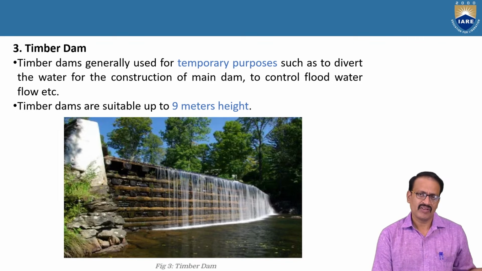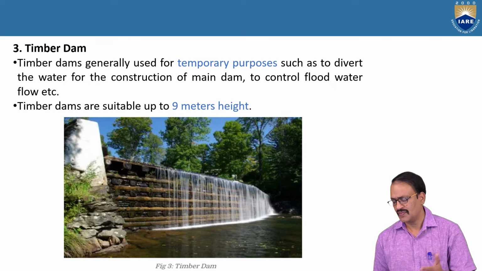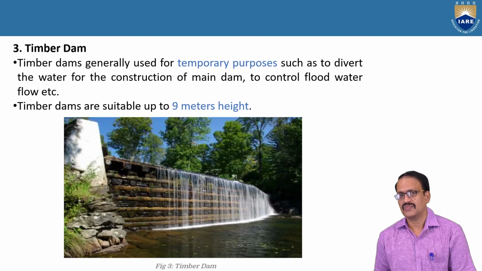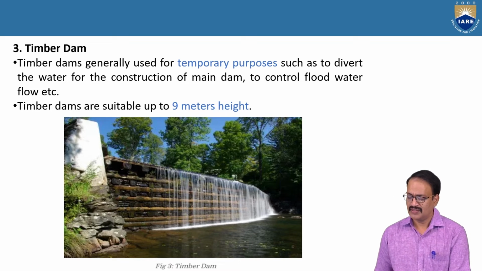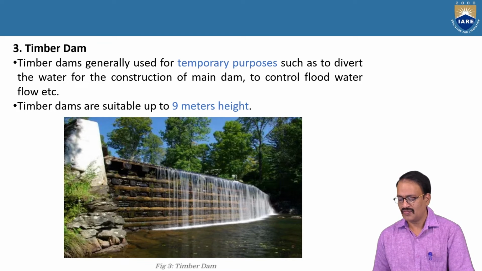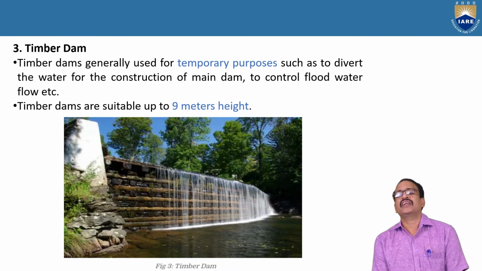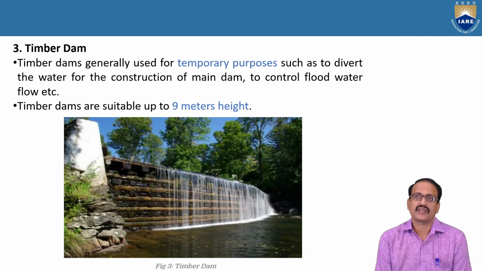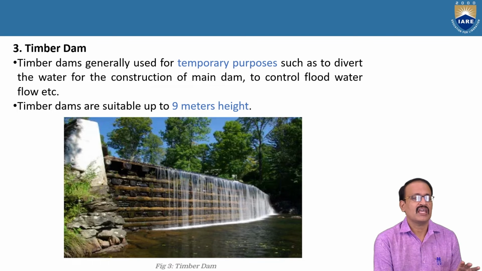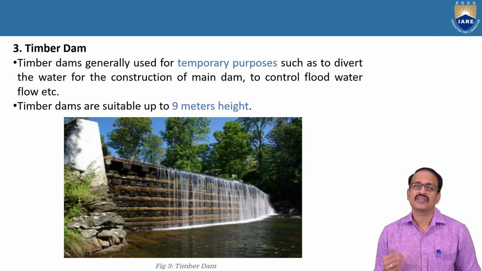Sometimes we have to divert water in order to construct a main dam. If the water is flowing and you want to construct a dam on the river, you cannot construct. So first you have to divert it. After you divert, no water will flow there, so you will construct, and then you will remove this. Again water will be stored in the normal path of the river. Generally the height of these dams will be 9 meters. Also, temporary rubber dams have come now, to control the flood or to stop water for a temporary purpose. Even the rubber dams serve the same purpose.